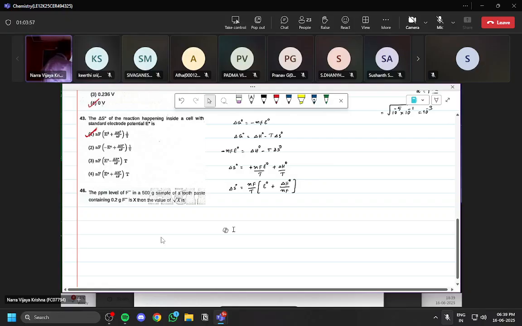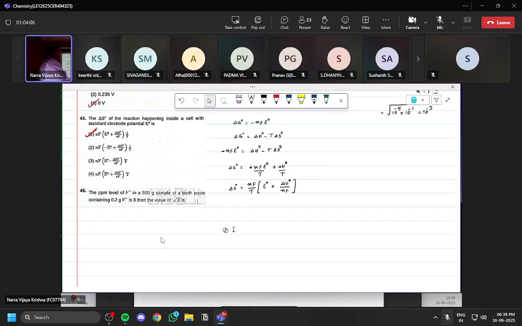Solve this question. The ppm level of F minus in a 500 gram sample of toothpaste that contains 0.2 grams F minus is X. Then the value of root X is what they are asking. In the 500 gram sample you have taken, 0.2 grams is F minus. Then we need to find ppm, parts per million.